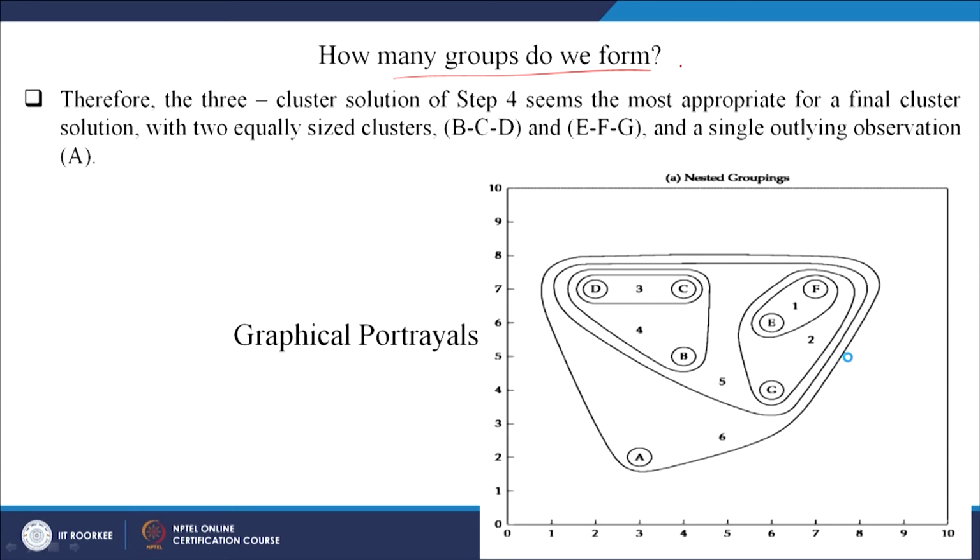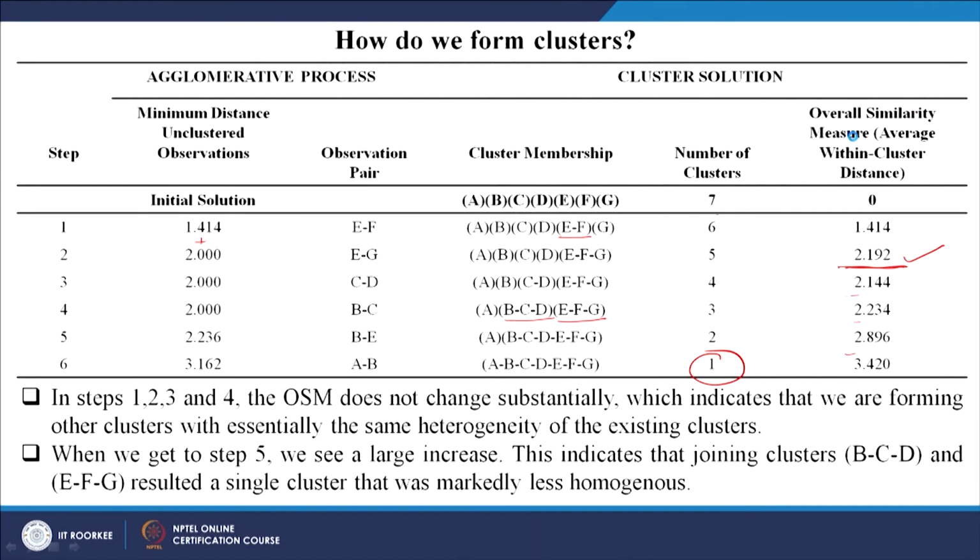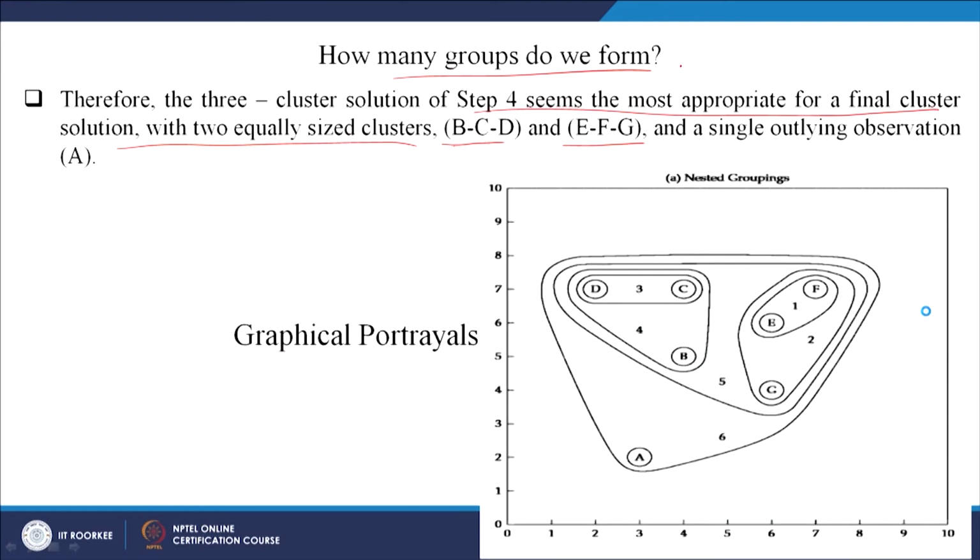So step 4 seems the most appropriate for a final cluster solution, with 2 equally sized clusters, B, C, D and E, F, G, and a single outlying observation A. So this is what we are talking about: B, C, D, E, F, G and a cluster A. In the 4th step, this is the part we are talking about. This is how it looks, B, C, D, E, F, G, and A is alone.